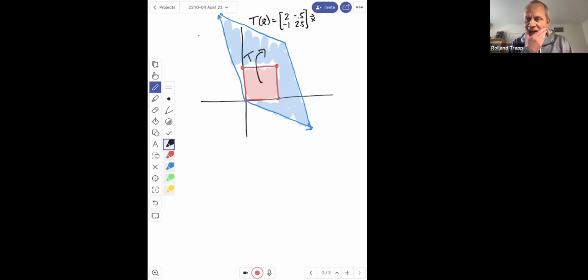And that's not very informative necessarily. This is the image of the standard unit square. Not so enlightening.